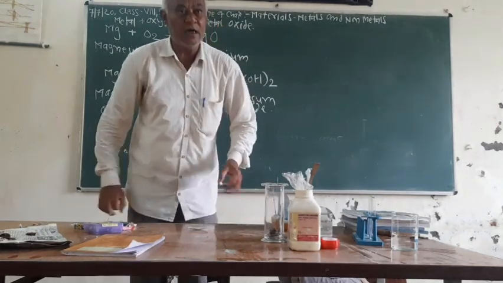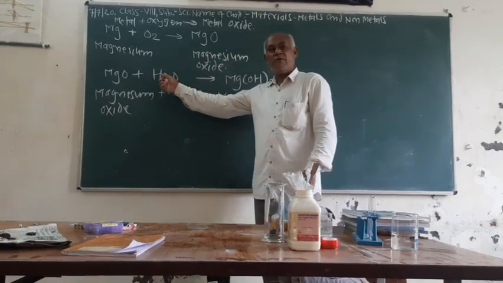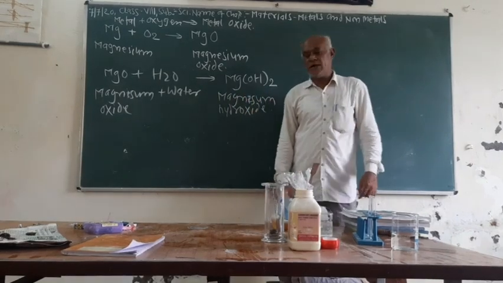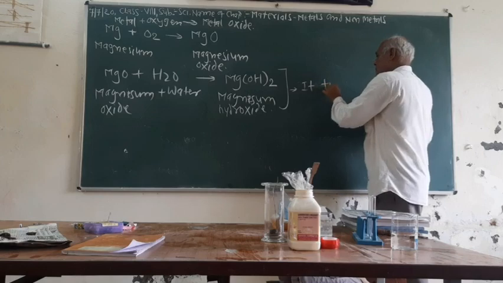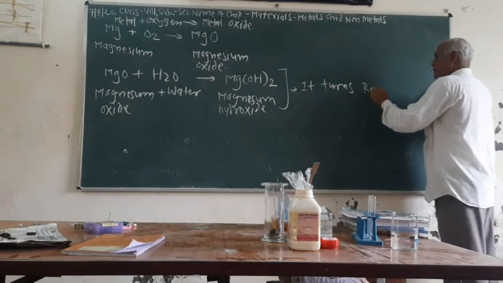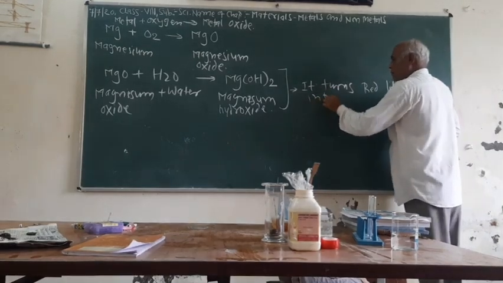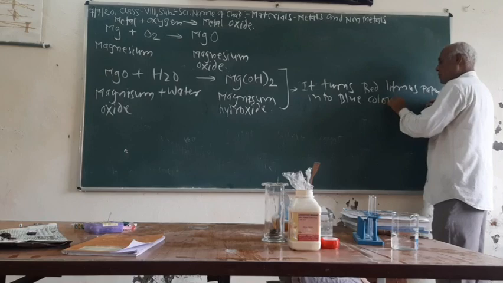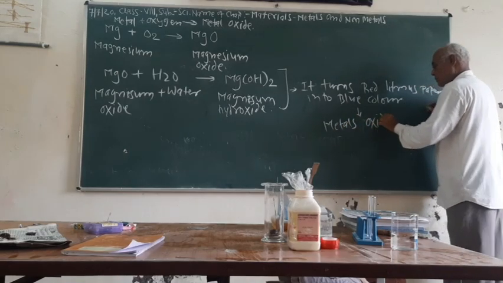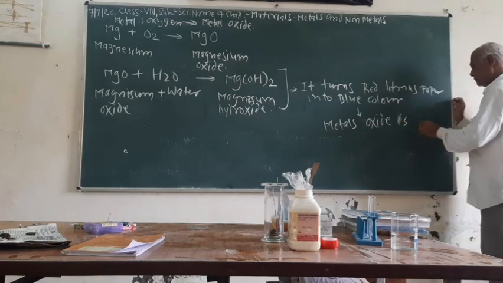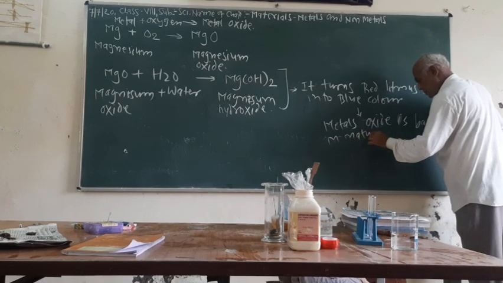The metal oxide is, we know, magnesium oxide. This magnesium oxide is dissolved in water and we obtain magnesium hydroxide, which is basic in nature, because it turns red litmus paper into blue, which indicates that the metal oxide is basic in nature.